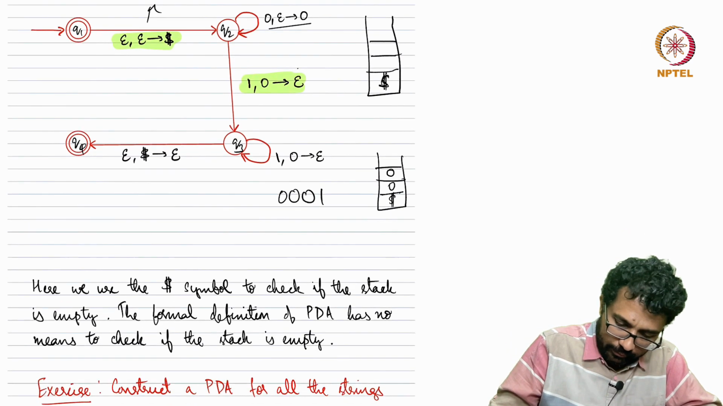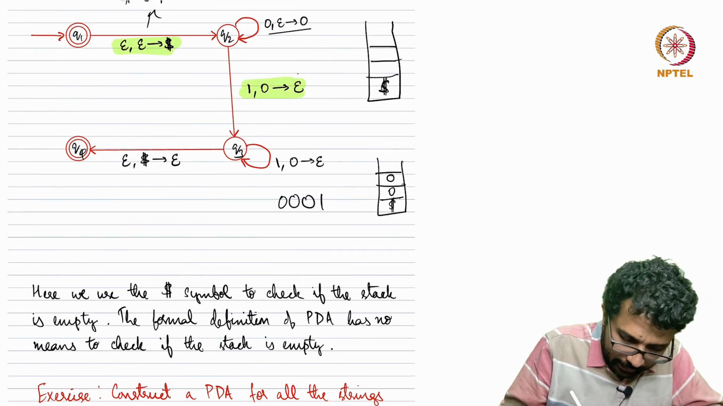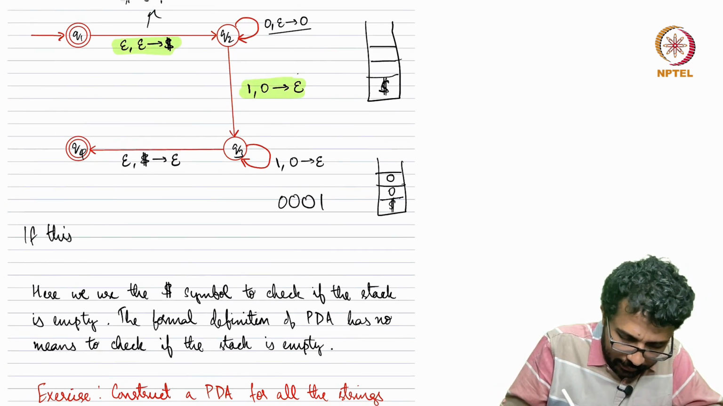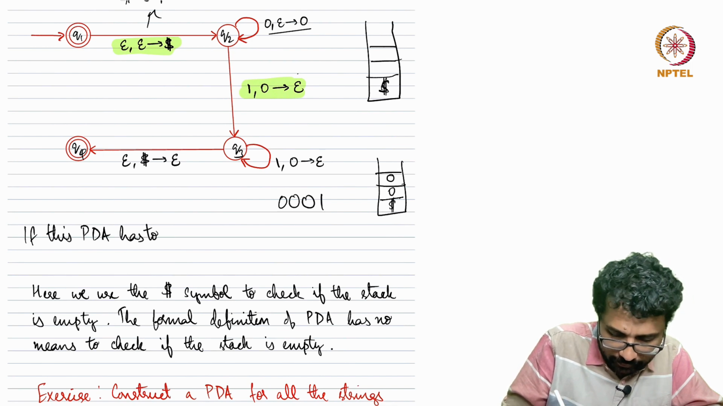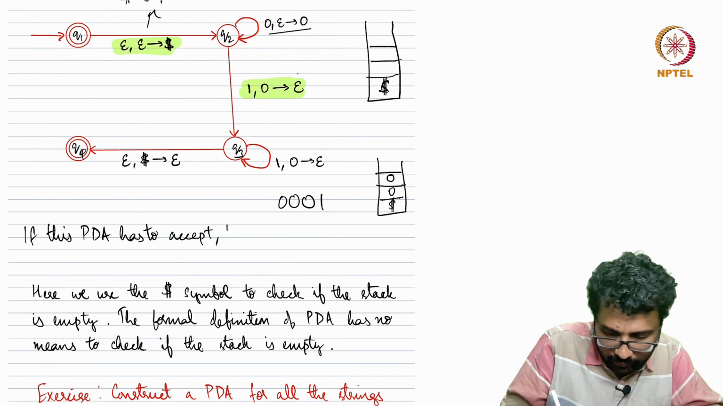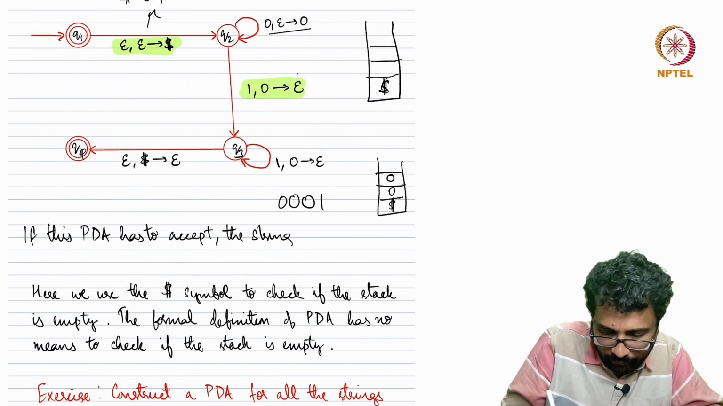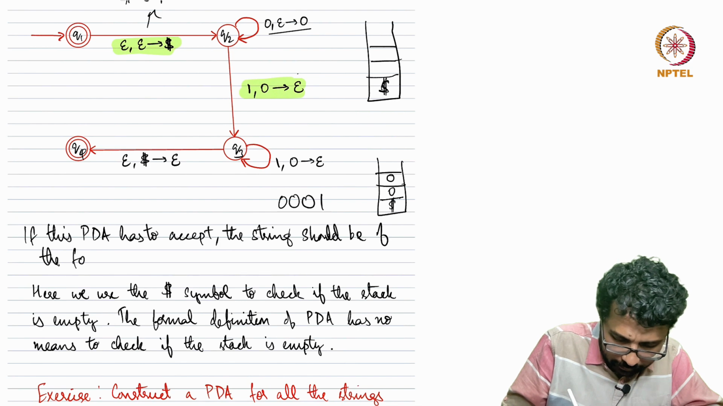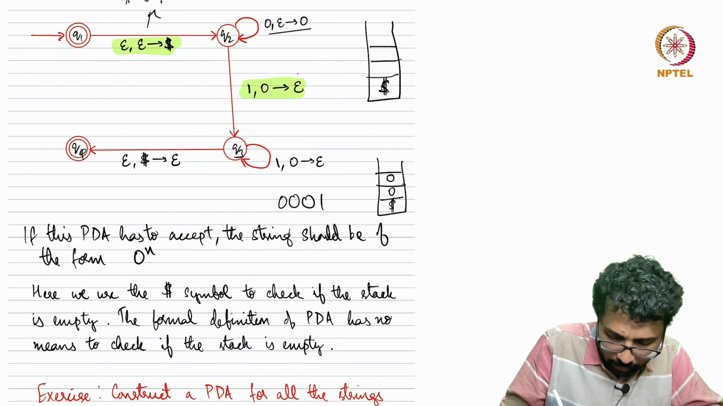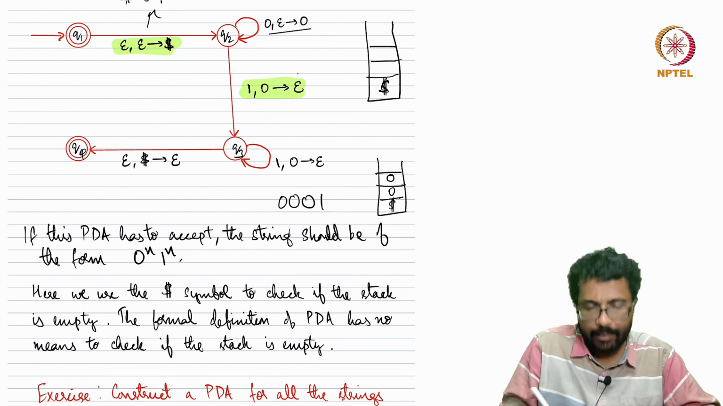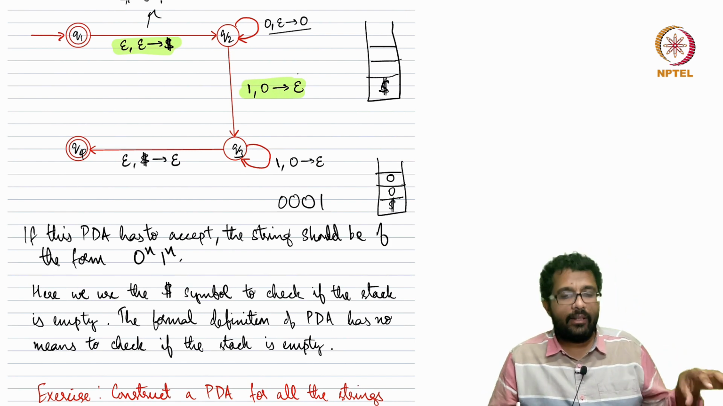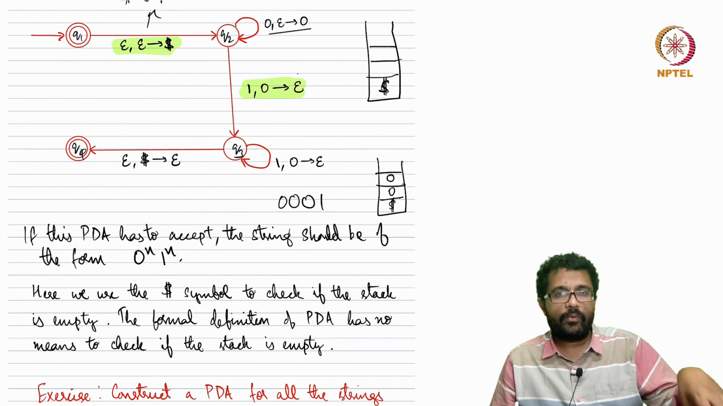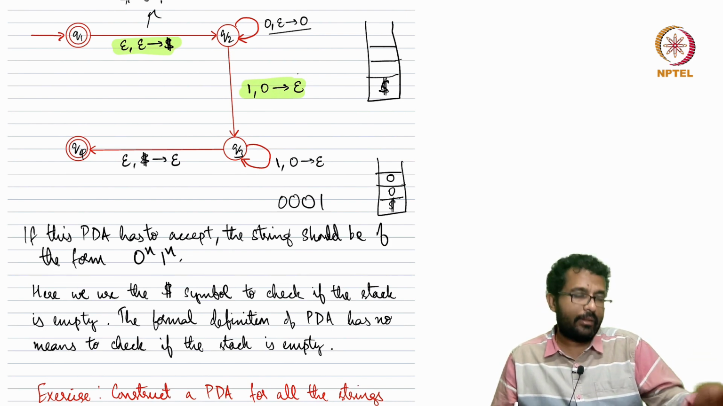So if this PDA has to accept, the string should be of the form 0 power n, 1 power n, the same number of zeros and ones. Only then. Whenever a 0 is read, you push a 0, and whenever you read a 1, you pop that 0.